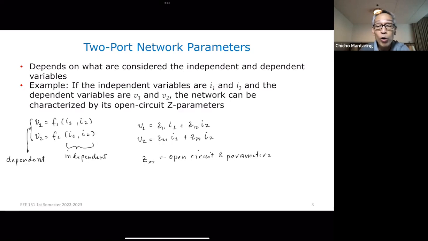Those are called your open circuit Z parameters. Now, why are they called your open circuit Z parameters? Okay, let's say we want to evaluate Z11.